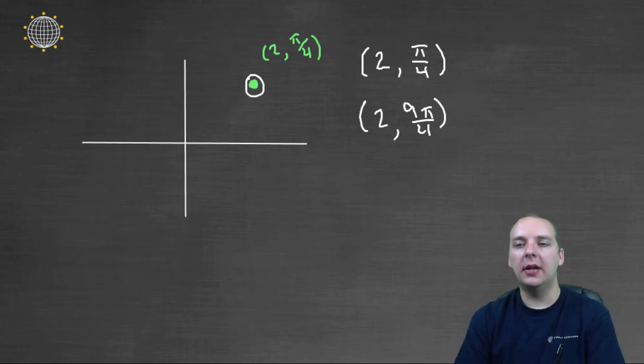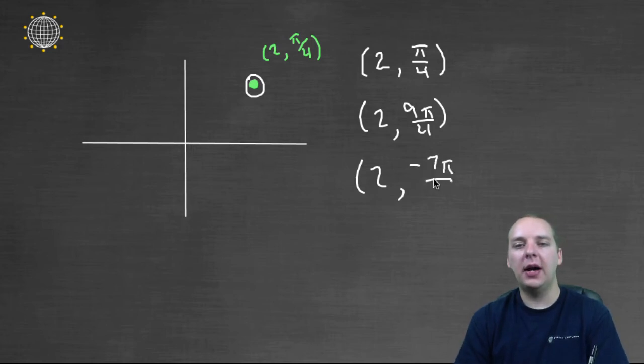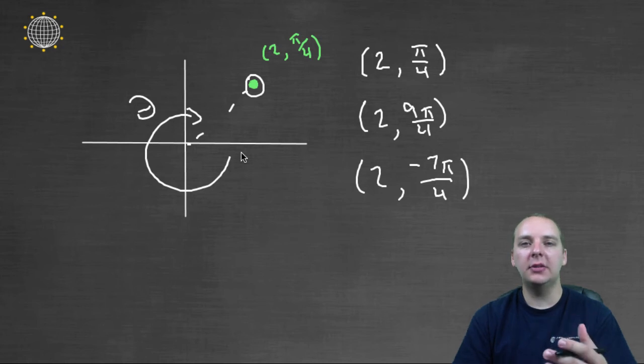But we're not done. That's not the only way. You could go in reverse. You could say 2 and then back up. Let's see, what would that be? Negative 7 pi over 4. And 2 is still your r value. You would still wind up here. You just backed up a certain theta as opposed to going forward. It sounds like minor differences, but they're actually a big deal. All these technically are different.